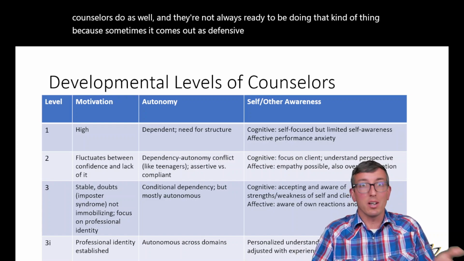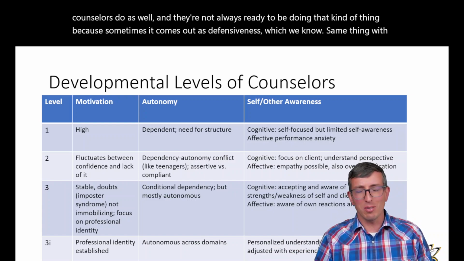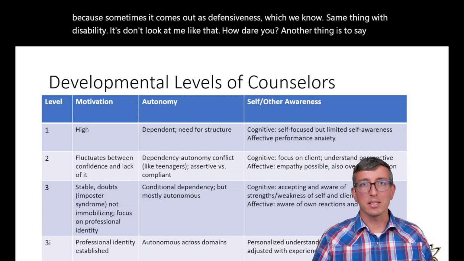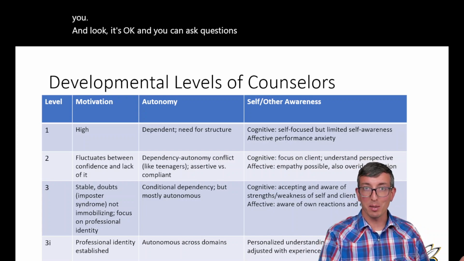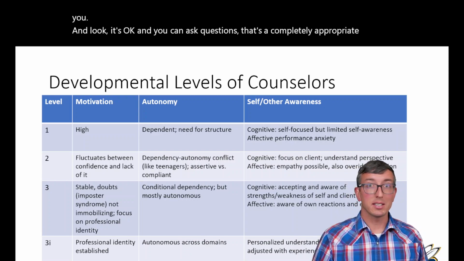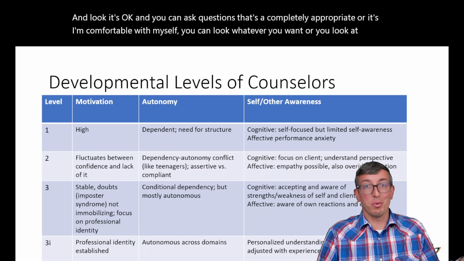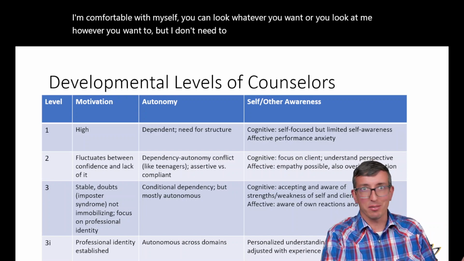defensiveness, which we know, same thing with disability. It's, don't look at me like that. How dare you? Another thing is to say, no, you can look, it's okay, and you can ask questions. That's completely appropriate. Or it's, I'm comfortable with myself. You can look however you want to, but I don't need to justify myself to you or explain myself.